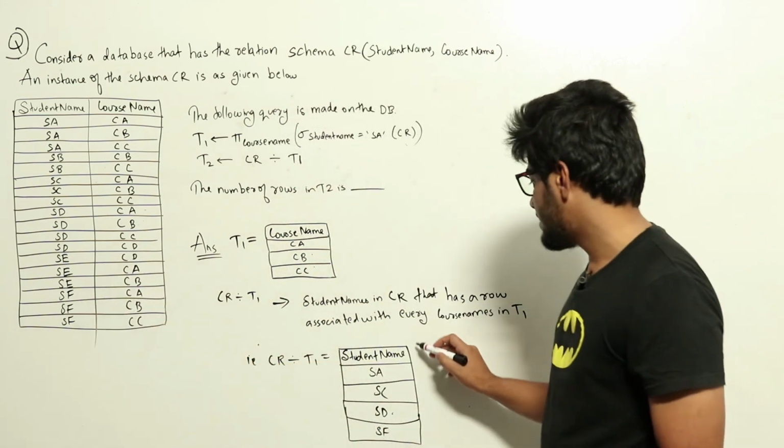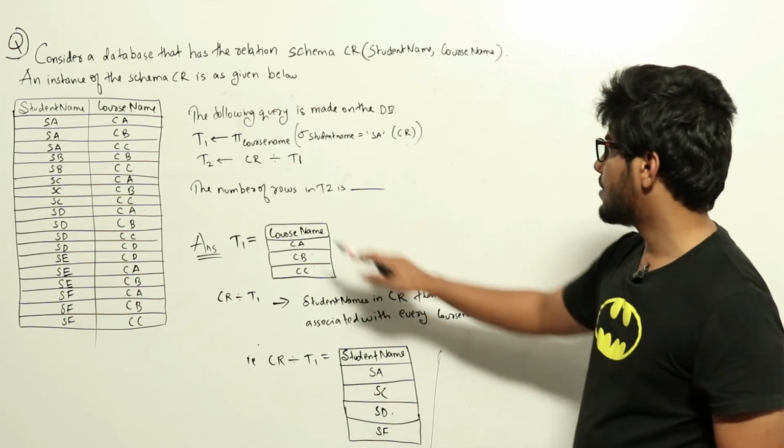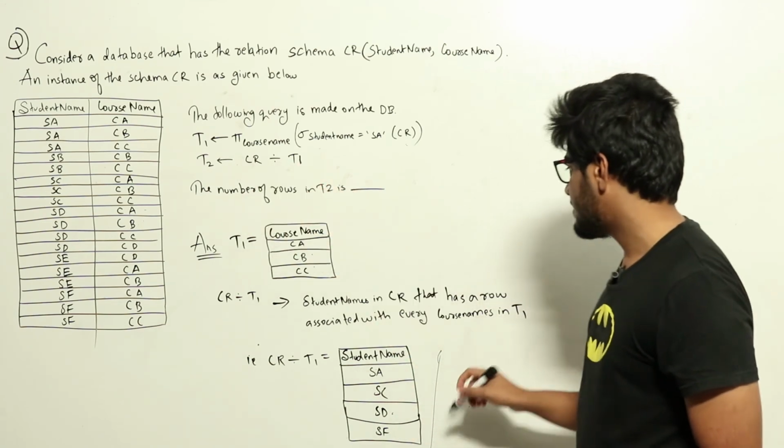So this table has 4 rows. The question was the number of rows in T2. So the answer is 4.